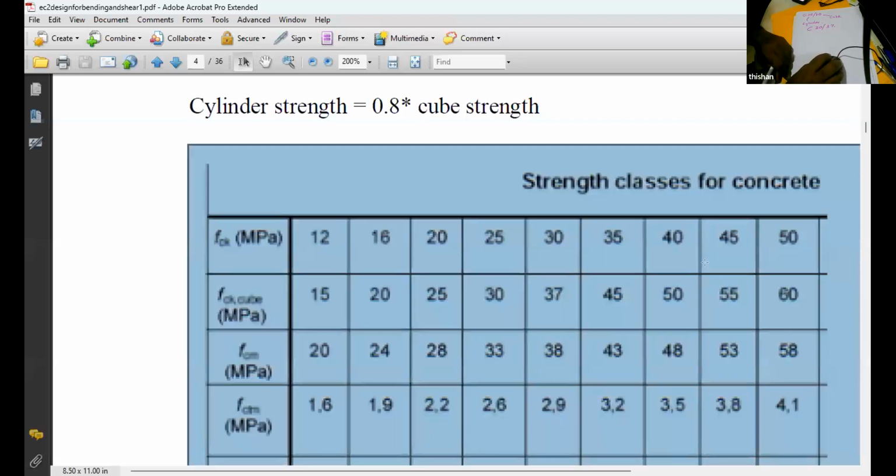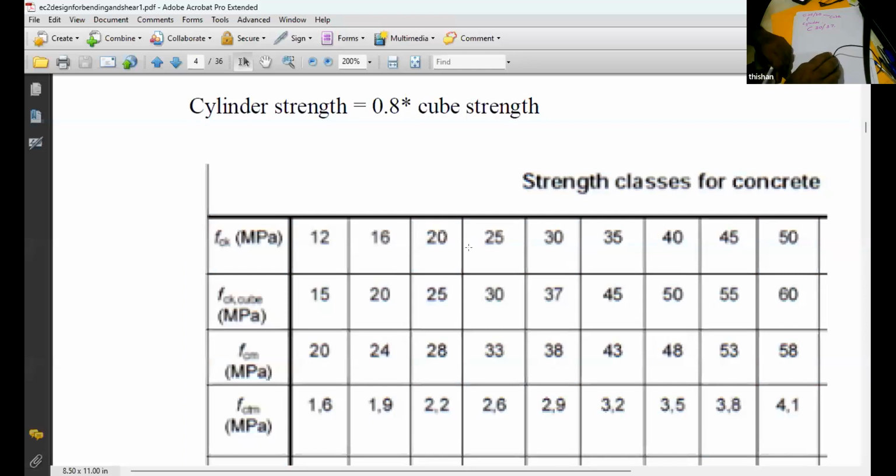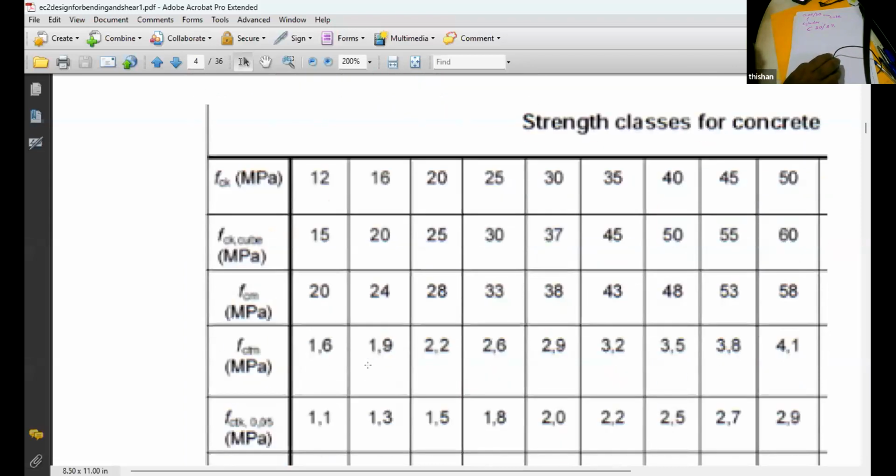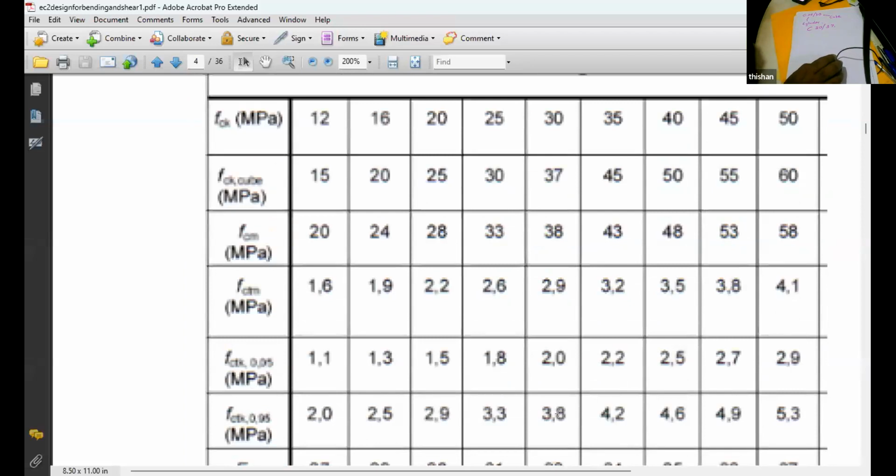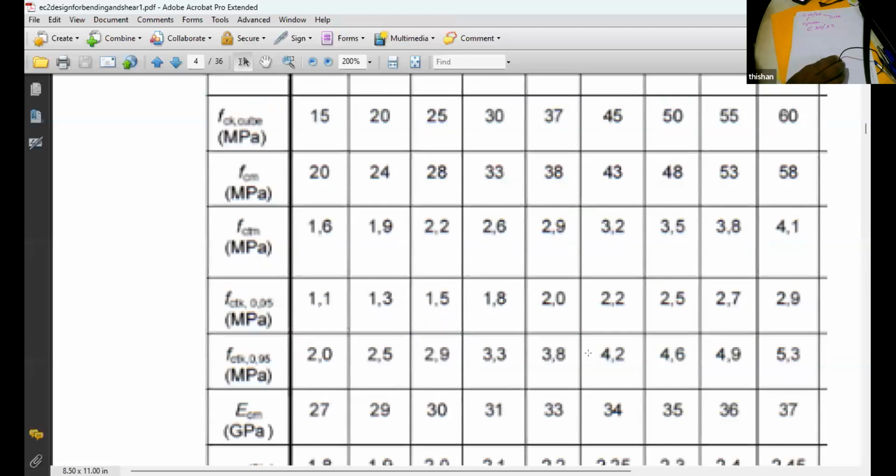And then here we have 20, 25, 25, 30, 30, 37, 35, 45, 40, 50, 50, 60, and so on. But there's an upper ceiling, and 45, 55, 50, 60. So those are the values you can see. And these are the mean strength values. And then you get tensile strength values, which are useful for pre-stressed concrete design, but not generally for this.